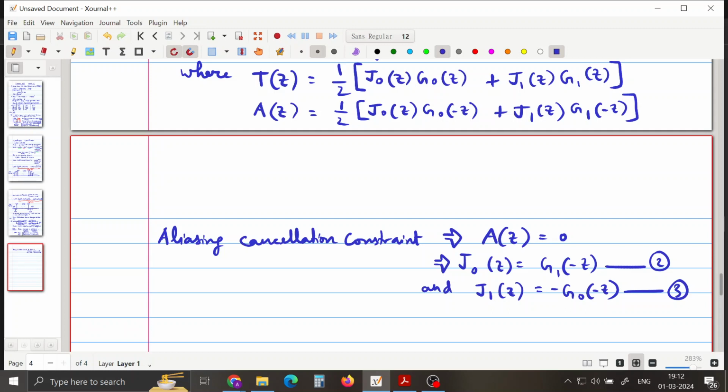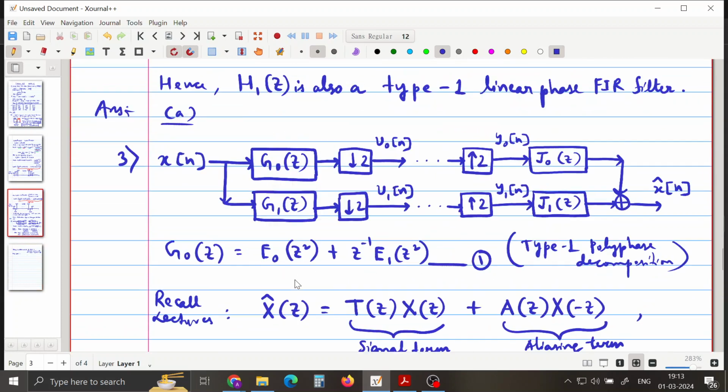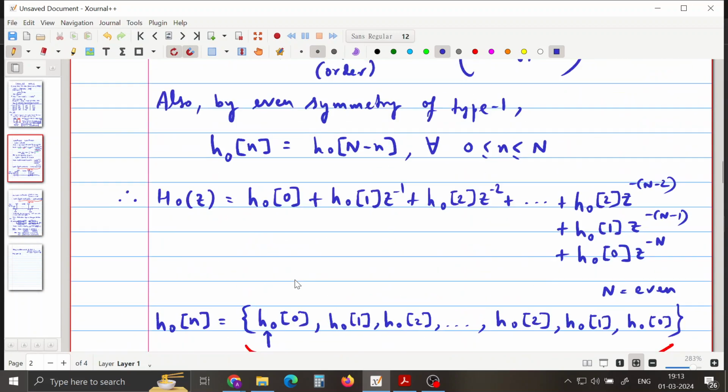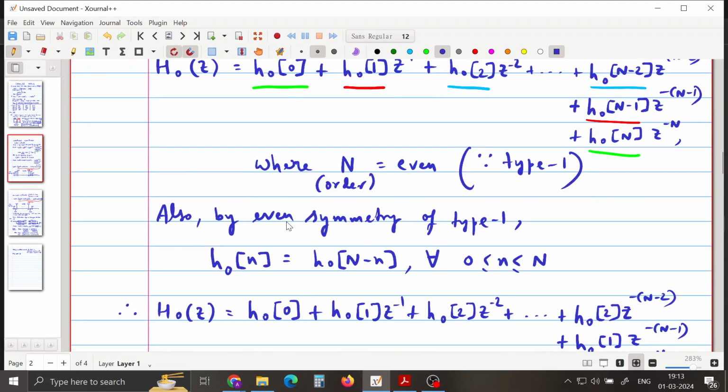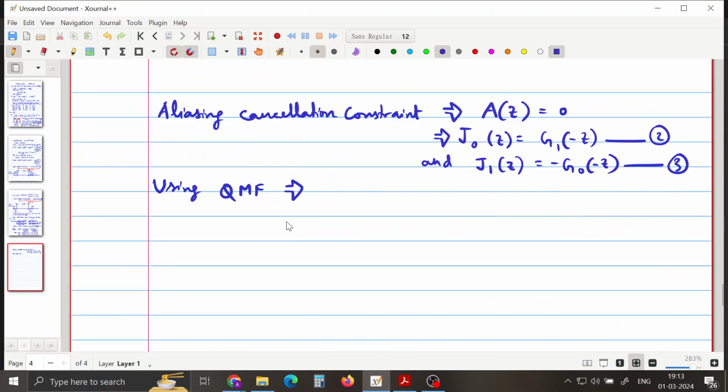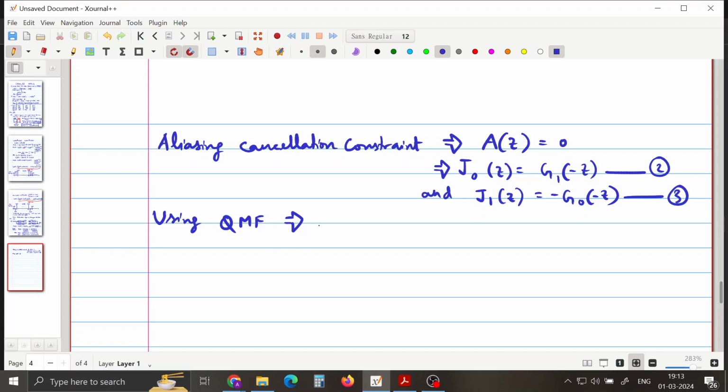So for QMF, the QMF constraint, remember that in the previous question we also drew this diagram here. If H naught of Z is one filter, then the other one has to be H naught of minus Z. So this QMF constraint imposes another constraint, which is G1 of Z should be G naught of minus Z. I'll call this equation 4.